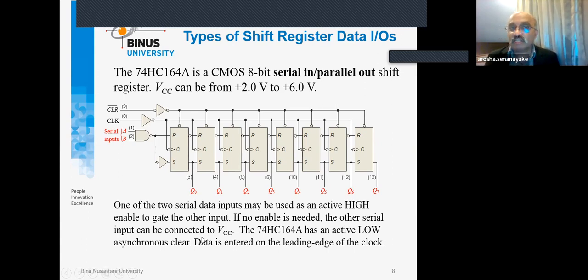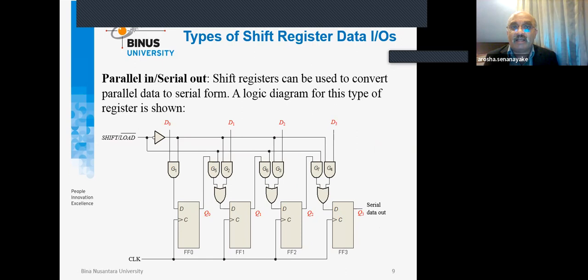So in that manner, we can clear all the registers in these circuits. So then data can be entered. We can analyze those again using pulse diagrams, as you have seen. Then the other type of circuit is called parallel in serial out. Parallel in serial out can be used to convert parallel data to serial form.